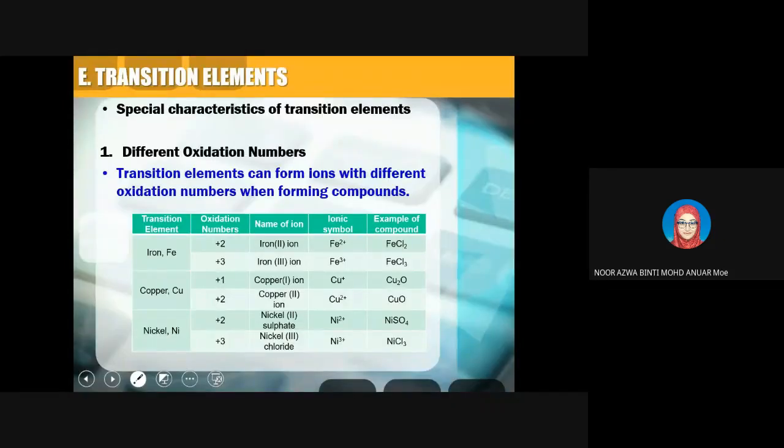Okay, and then ada special characteristic of transition elements. Okay, so dia ada different oxidation numbers. So one element ada several oxidation numbers. Transition elements can form ions with different oxidation numbers when forming compounds. Macam iron ferrum, oxidation numbers dia ada +2, ada +3. Dia boleh jadi beberapa lah. Okay, copper pun ada 2. So boleh tengok lah nanti.